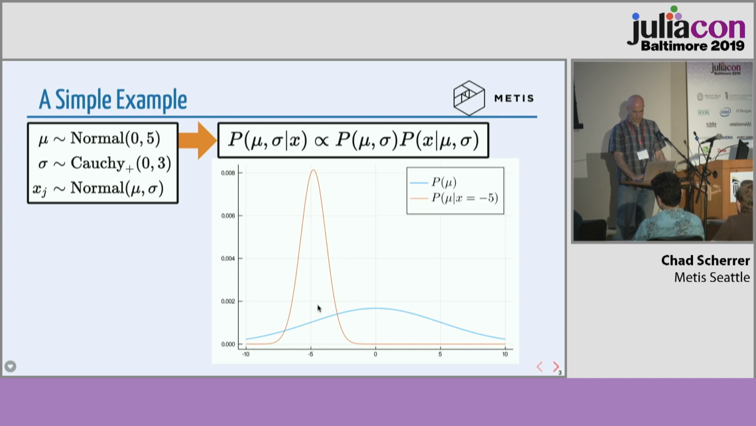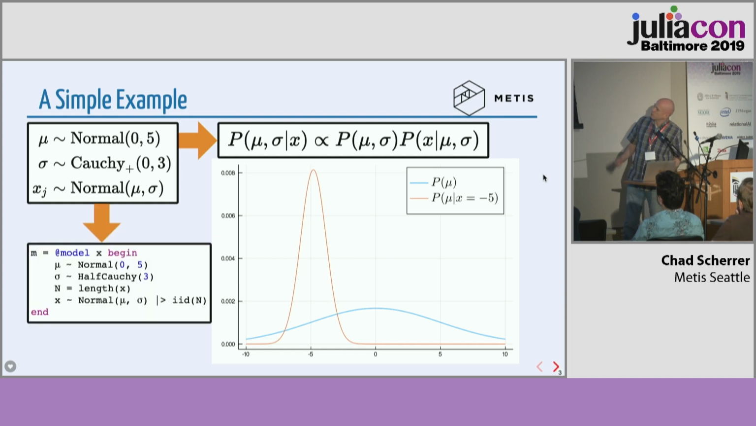So here's an example of this. If I have my original prior distribution of mu in the blue curve, then I condition on a single data point where x is equal to -5, then I'll get the red curve. And you can see that it pulls it quite a bit over to the left, but the peak is not quite at -5 because of the bias from the original prior.